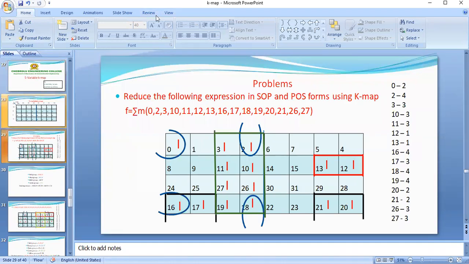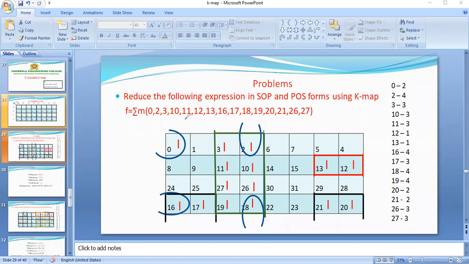Next, I'm taking one example. Here the given function consists of minterms. What are those? 0, 2, 3, 10, 11, 12, 13, and so on, up to 27.